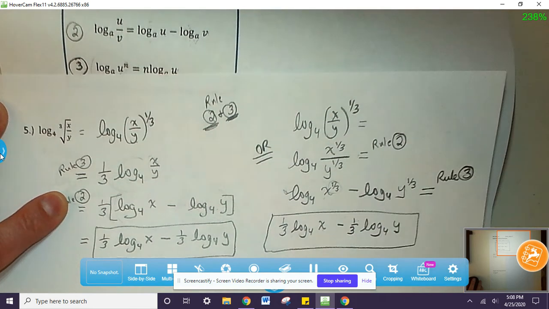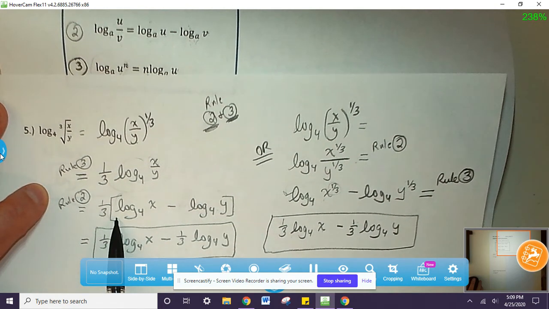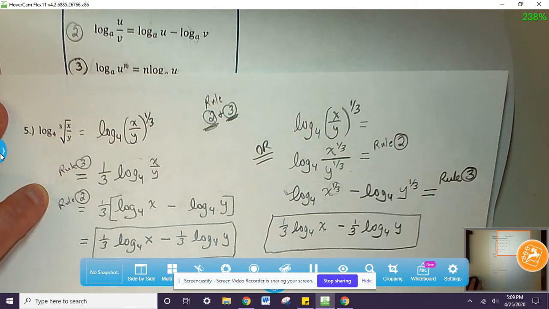So those of you who liked this way better, then you can stick with that. Those of you who preferred this way, that's fine. Just be careful with those parentheses or brackets if you do have a number in front and then you expand further. Okay.